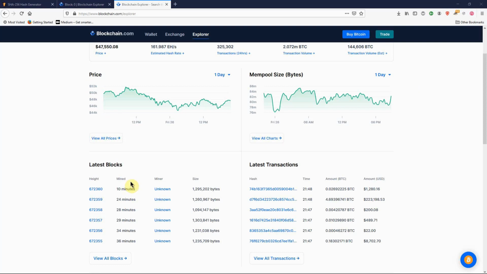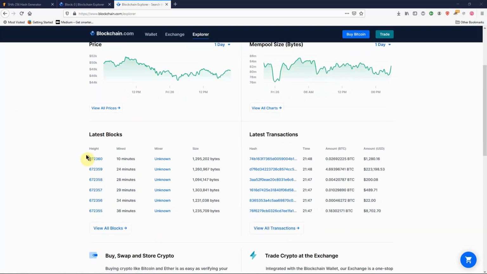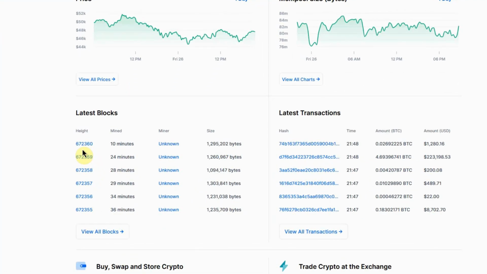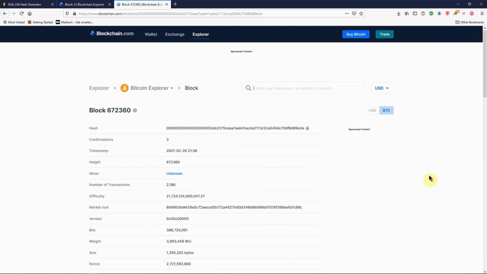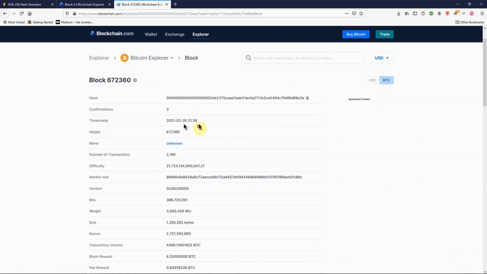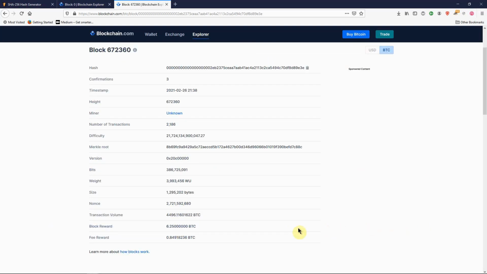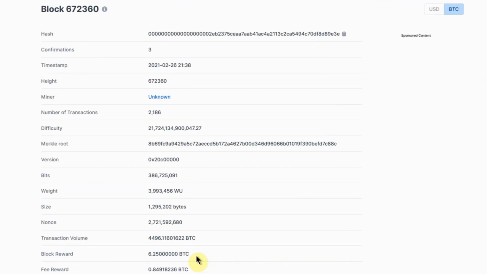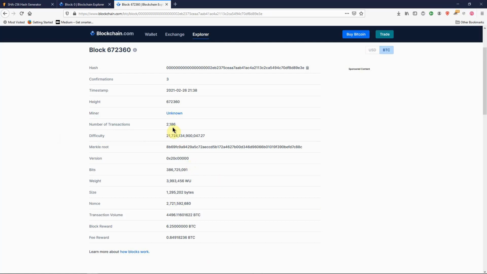Fast forward to today. At the time of making this video, this is the block number that we currently have: 672,360. Within it, you can see today's date here. Then we have the number of transactions. The block reward currently is 6.25, and this shows the number of transactions, 2,186. I'm going to leave all the links to this site in the description below the video so you can have access to it yourself.